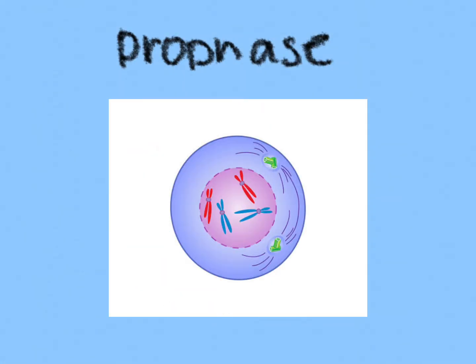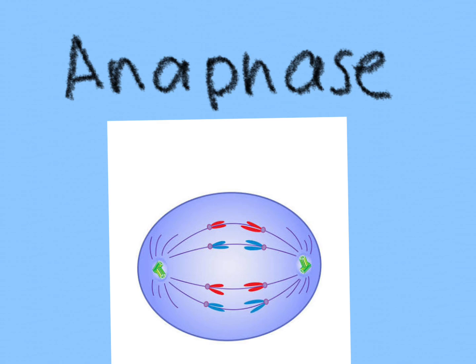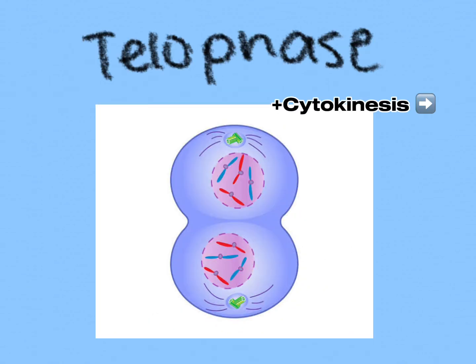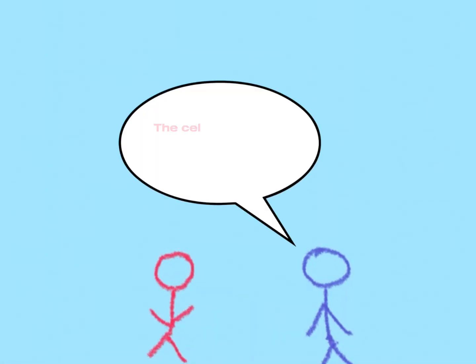Prophase is the first stage of mitosis. In this stage, chromatin condenses into visible chromosomes, the nuclear membrane breaks down, and spindle fibers begin to form. In metaphase, the chromosomes line up perfectly along the middle of the cell as the spindle fibers attach to their centromeres. During the third stage of mitosis, anaphase, sister chromatids are pulled apart by spindle fibers toward the opposite ends of the cell, becoming individual chromosomes. After mitosis, cytokinesis occurs, which divides the cytoplasm and creates 2 genetically identical daughter cells. The cell cycle is now complete.